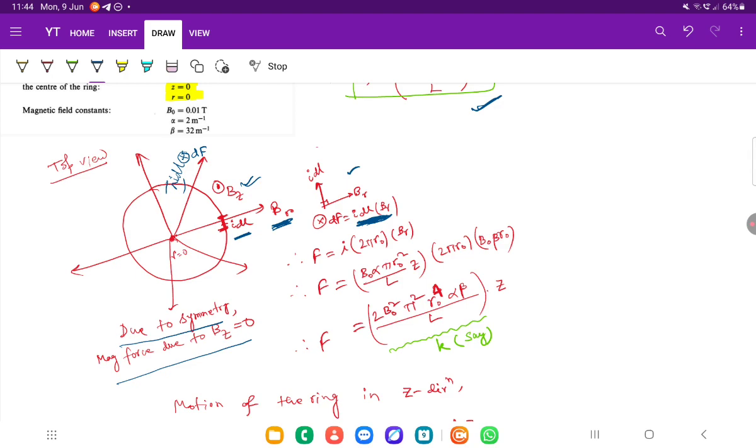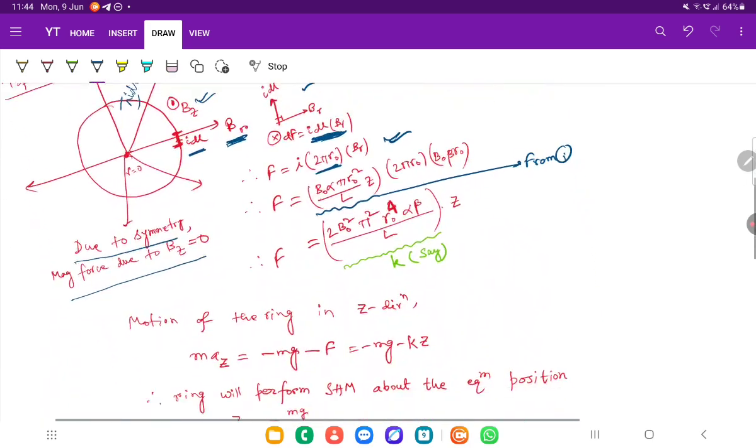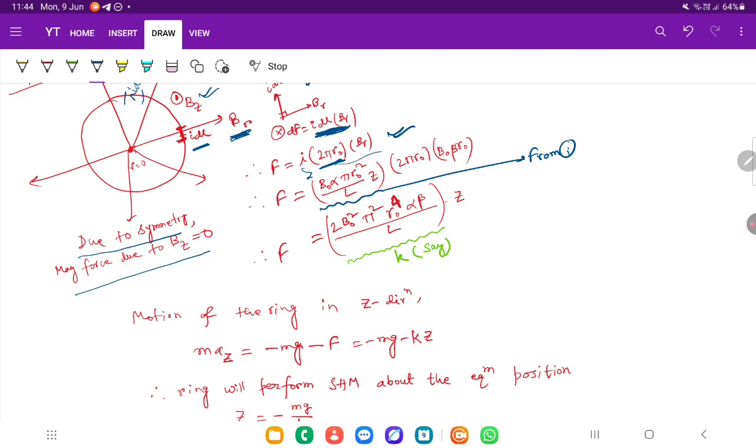So if we integrate, I mean we are trying to find out the total force. Integrating dF, we will just integrate dl because I and Br are constant. So integration of dl will be the total length of the circumference, that is 2 pi r naught. So this is the total downward force acting on the ring, and this is the I value. This is from equation number 1, as I have shown earlier here. I have substituted the value of I, 2 pi r naught, and this is the Br radial field value that is given in the question.